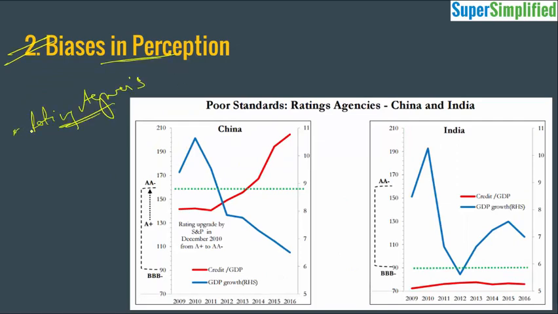Coming to point number 2, biases in perceptions. It says that the rating agencies have a biased view about China and India, for example. If you see China's growth pattern, the GDP is declining here, right? If you see India's, there is a growth pattern.